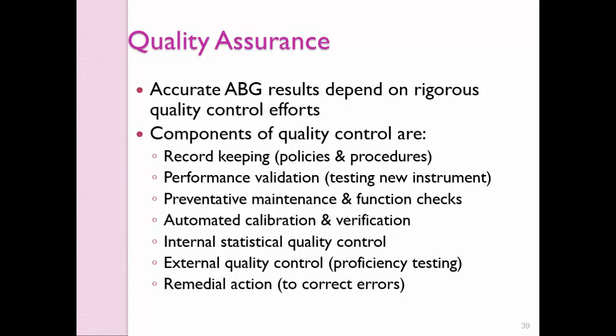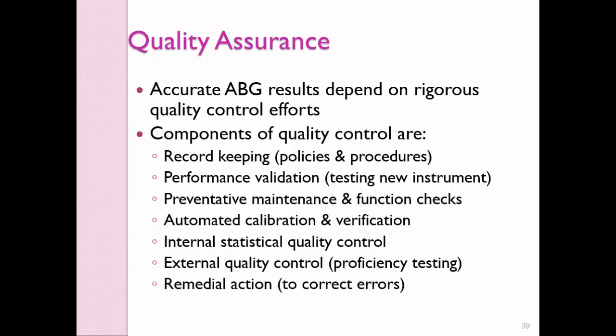Preventive maintenance and function checks, automated calibration and verification, internal statistical quality control. So this is where you do 2-point cals or 1-point cal. 1-point calibration is done after every sample. A 1-point calibration is measured against a known substance, whether it's a liquid or a gas, where you program into the machine what the value is, and then you compare the measured value, and it has to be relatively close in a certain percentage, or the machine goes into default and you have to do maintenance on it.